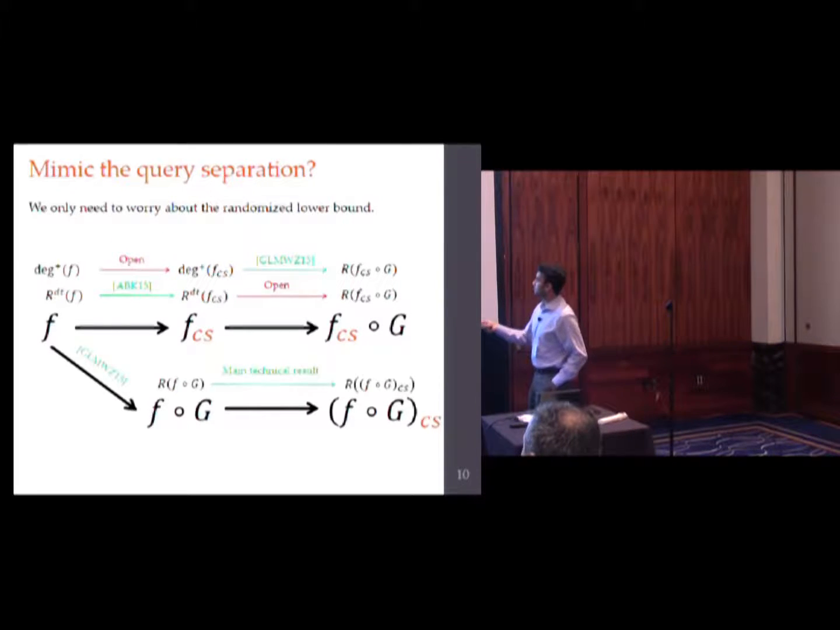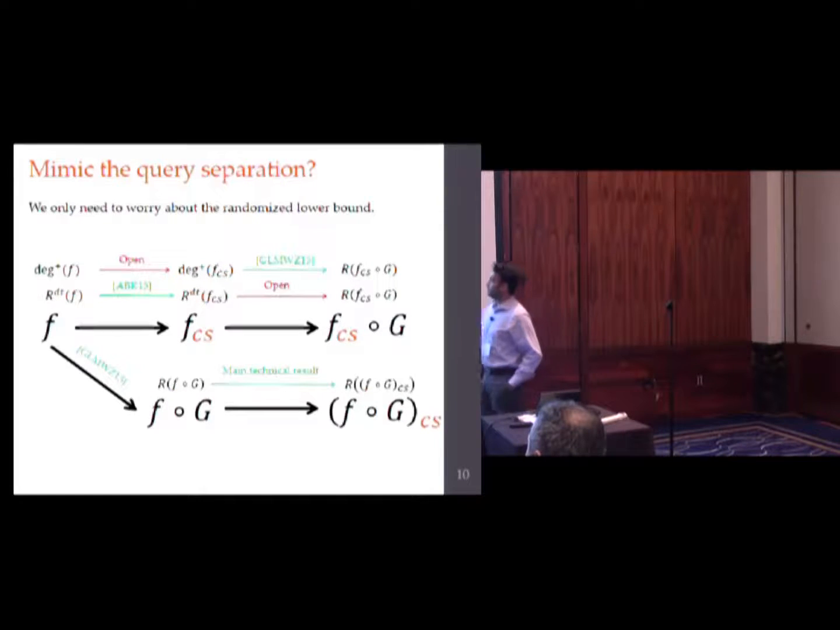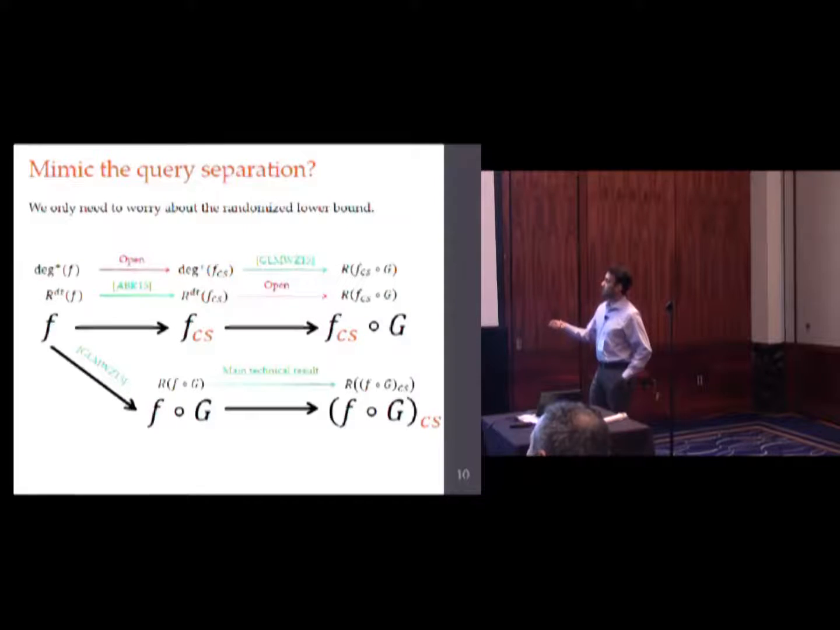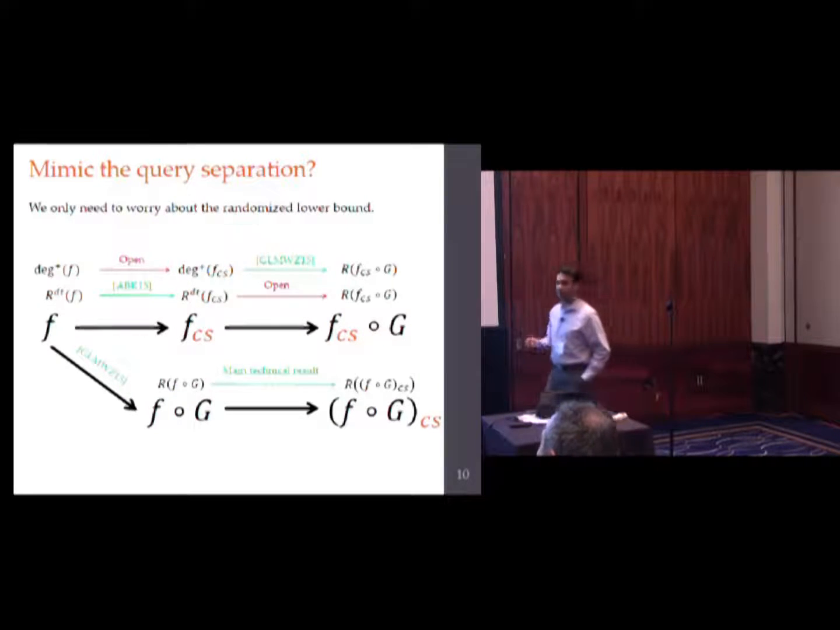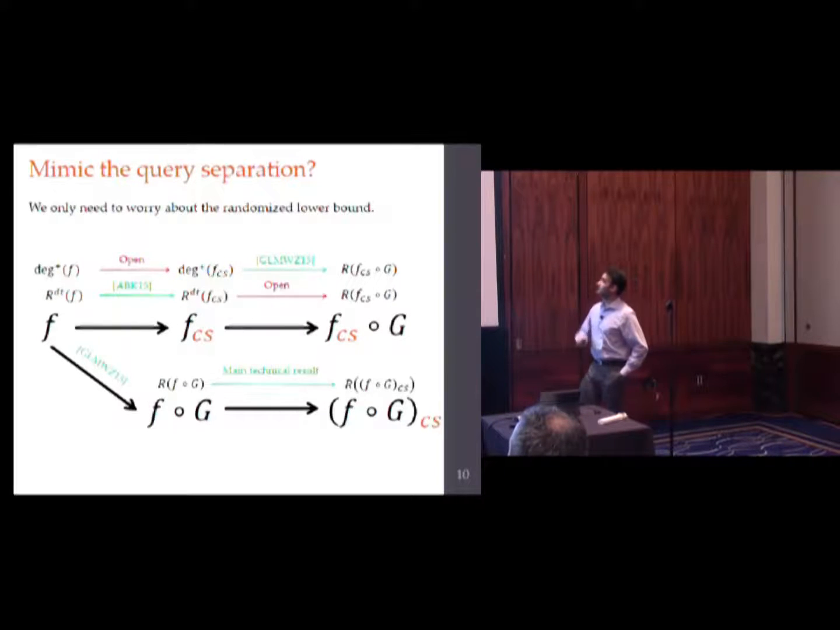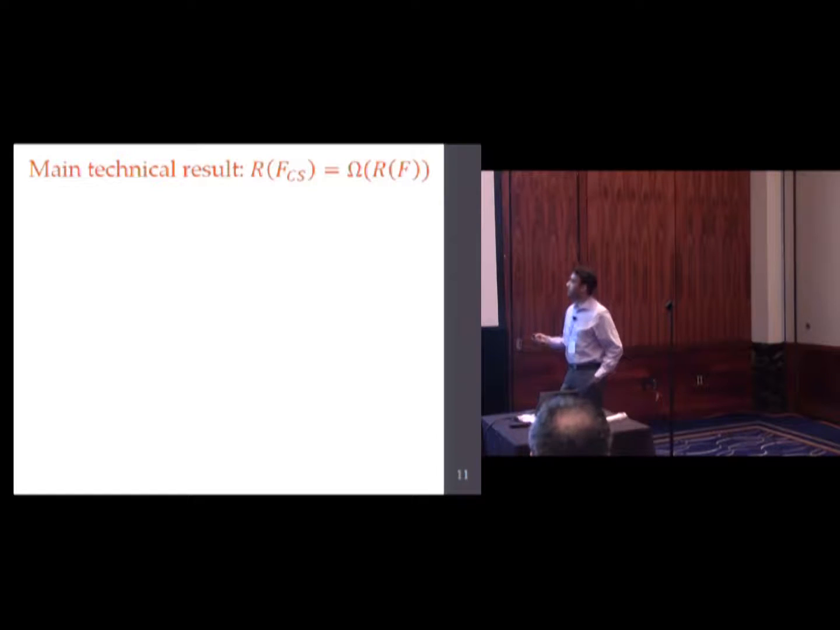The really hard part is to prove this technical result, which says that the communication complexity of the cheat sheet problem is lower bounded by the communication complexity of the problem you started off with. So this is the analogous result of this result over here, which worked in query complexity. We need to prove this in communication complexity. So in other words, the main technical result is just that the randomized communication complexity of the cheat sheet version of a function is lower bounded by the randomized communication complexity of the original function. This is the main technical result, which obviously I'm not going to prove. I encourage you to read the proof in the paper.